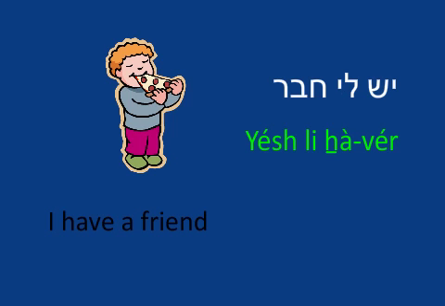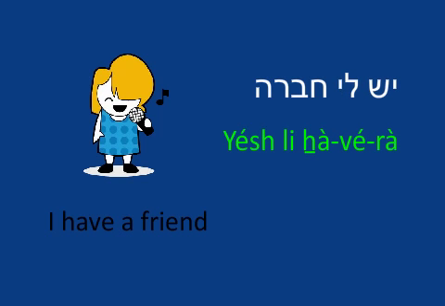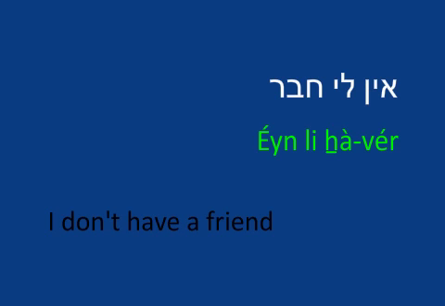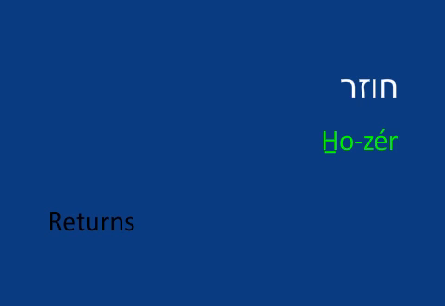Let's see how it's used in a sentence. Noah, how about I have a friend? Yesh li chaver. And speaking about a female? Yesh li chavera. I don't have a friend is? Ein li chaver. Great.